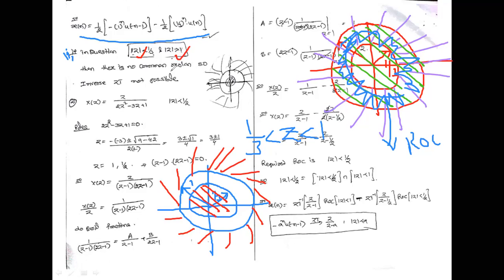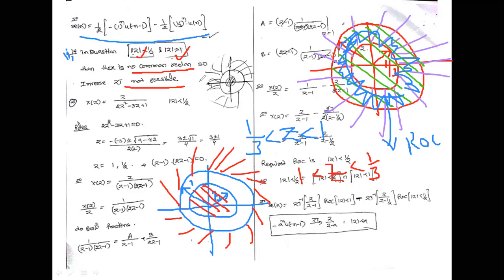Okay, my dear students. In this region, we have |z| less than 1/3 and |z| greater than 1. There is no ROC we will get because no overlapping occurs. |z| is greater than 1 and |z| is less than 1/3, so no intersection occurs here. Then there is no common region, so the inverse Z transform is not possible here.